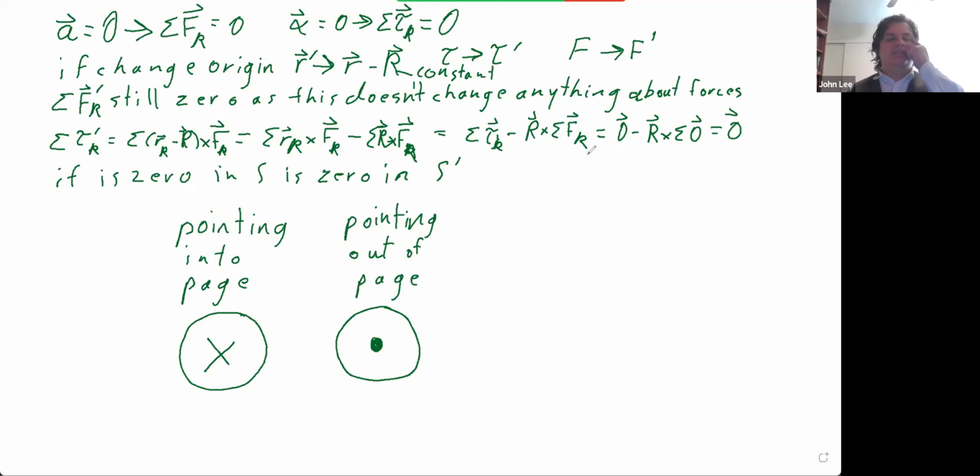So if the sum of all of the torques in one origin frame are 0, then they're going to be the same in another origin frame where you change your value for your origin. So that's basically all you need to know for static equilibrium.